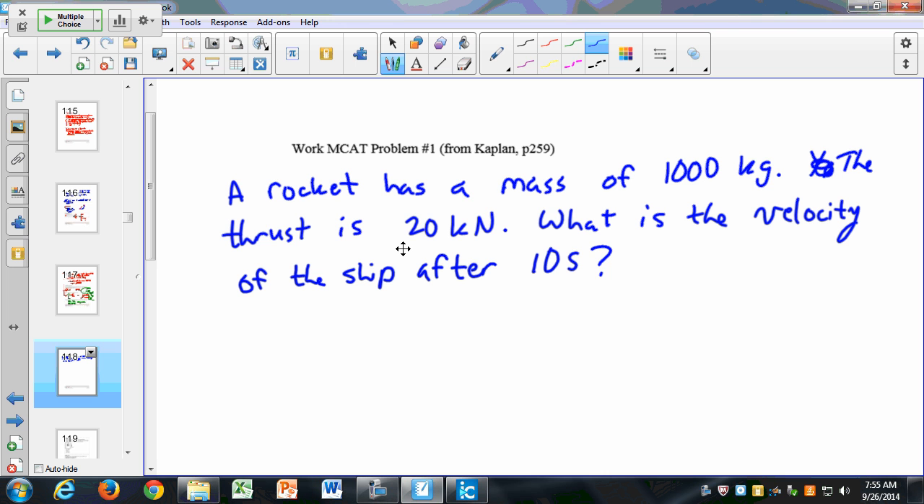I'll give you a few minutes, because you'll see some kinematics stuff on this next test. The kinematics is never really going to go away. In this case, it's a kinematics problem, but I want to know what is the final velocity of the rocket ship.